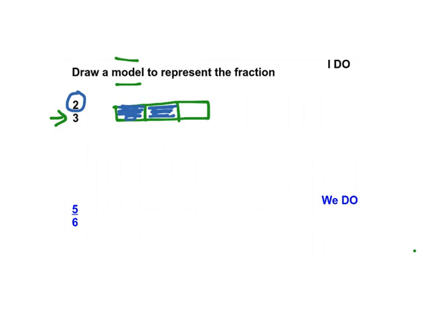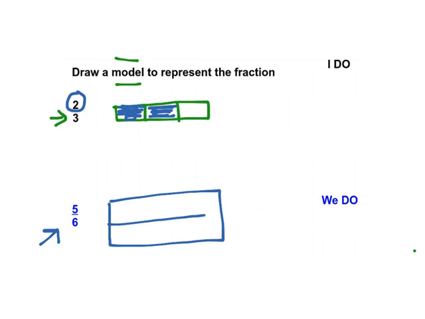Okay, now let's do this 5, 6 together. So if I'm looking at this, first thing I'm going to ask myself is how many pieces are in this model? Hopefully you said 6, because 6 is my denominator. So I am going to draw a model that has 6 pieces. So you draw that model as well.